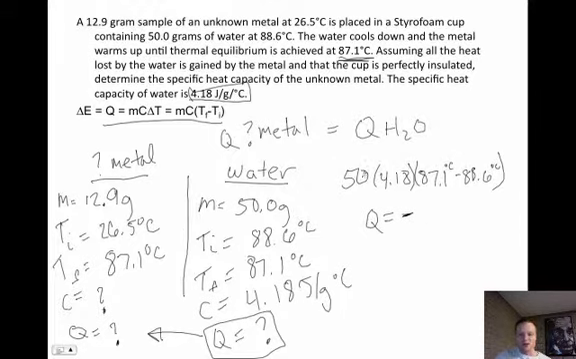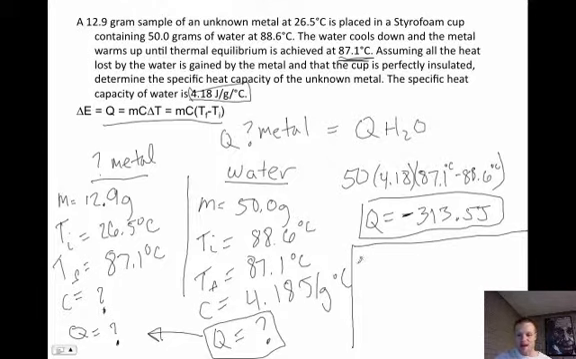So this equals, if you crunch this number in your calculator, and correct me if I am wrong, but I got negative 313.5 joules. So that Q is what's going to unlock the specific heat for this metal, because basically what I can do is I know that this Q is actually positive, right, because it gained heat.